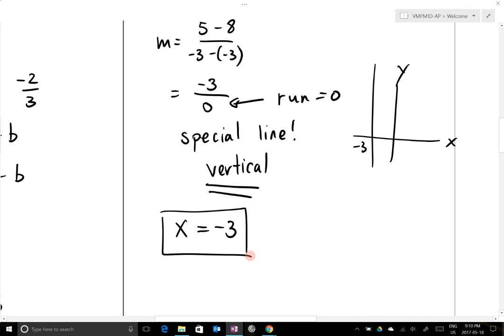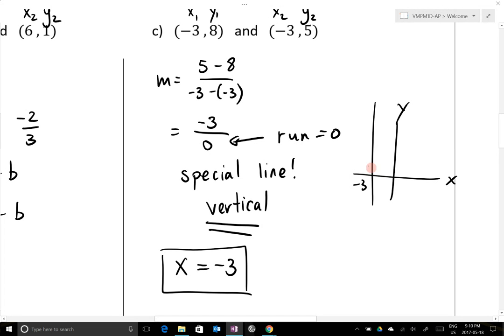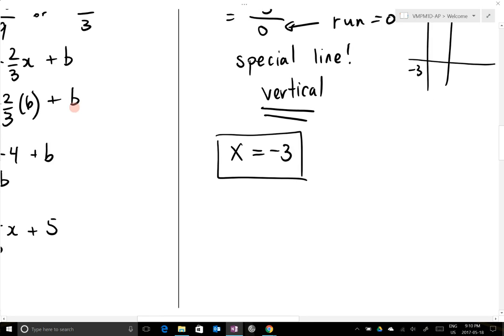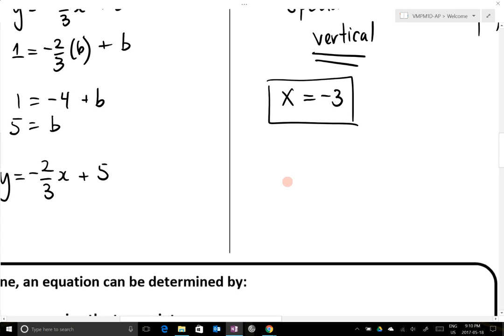How do I know it's negative 3? Because a vertical line only has one x value. Look at your coordinate points. There's an x value of negative 3 and an x value of negative 3. The x value will always be negative 3. Any y value you can have, but the x value will only be negative 3. Okay, and that's why the equation is just x equals negative 3.